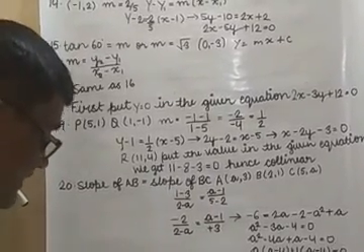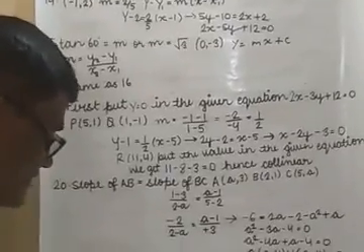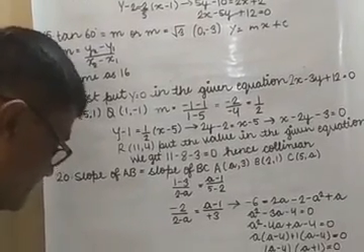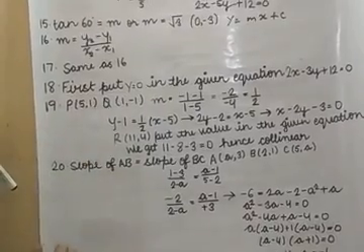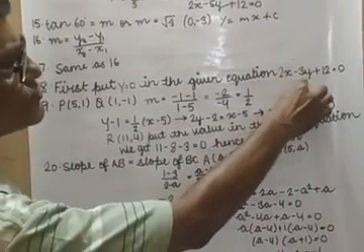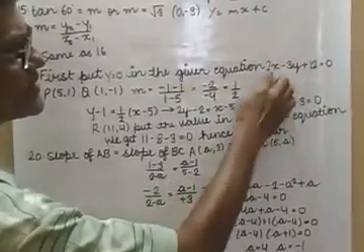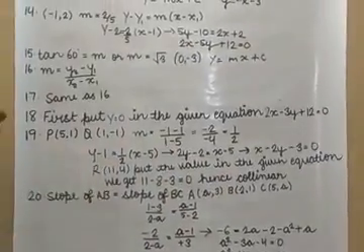Now in question number 18, find the intercept made by the line 2x minus 3y plus 12 is equal to 0 on the coordinate axis. First of all, put y is equal to 0. If you put y is equal to 0 here, you will get 2x is equal to minus 12. So x will be equal to minus 6. So minus 6 comma 0 will be one coordinate.